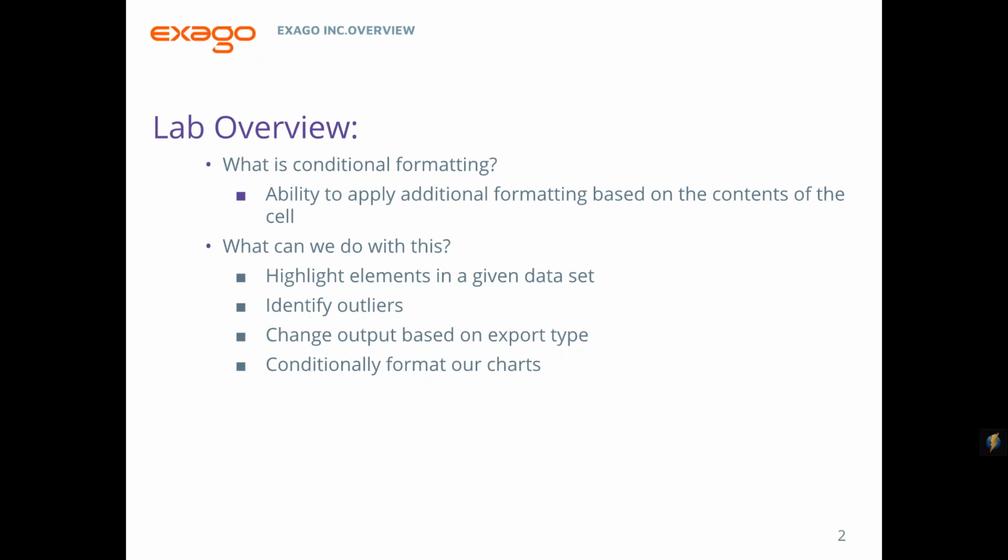So what can we do with this, right? How can we use conditional formatting? Couple different ways. We can highlight elements in a given data set, maybe identify some outliers there. I'm going to show you today how to actually change the output based on the export type. So change what you see on your report based on the type of export there. So PDF, HTML, etc.